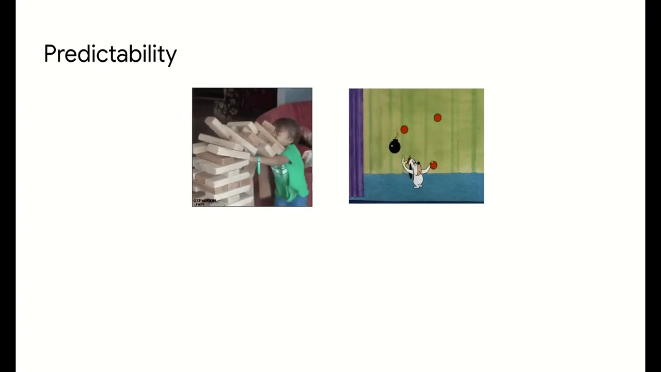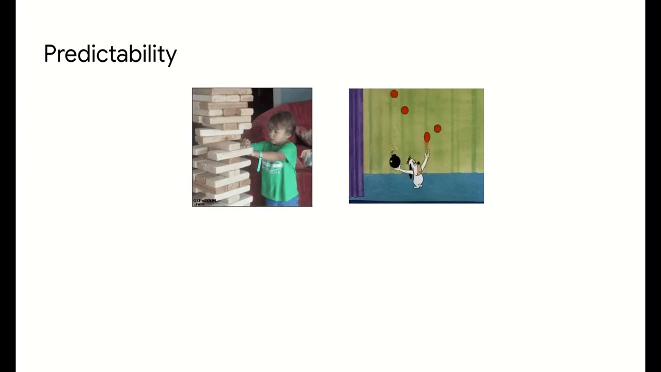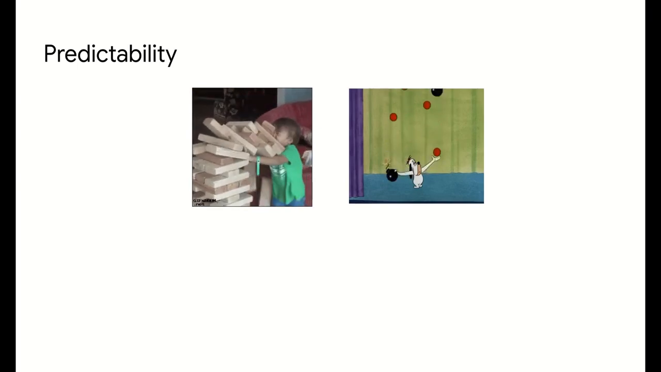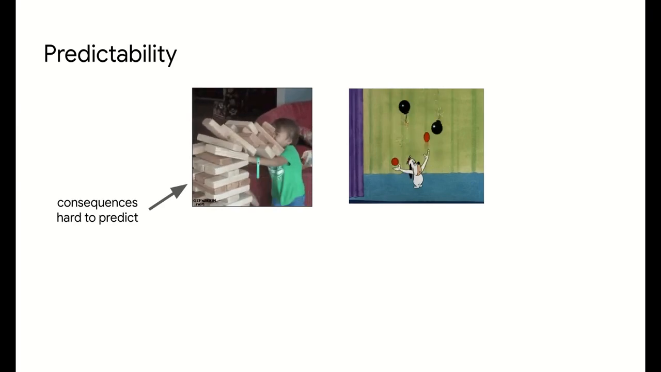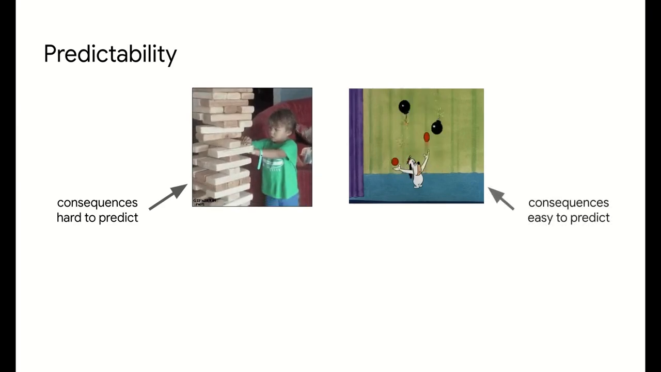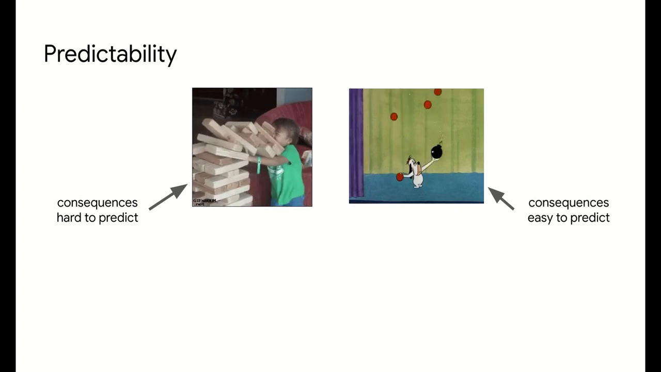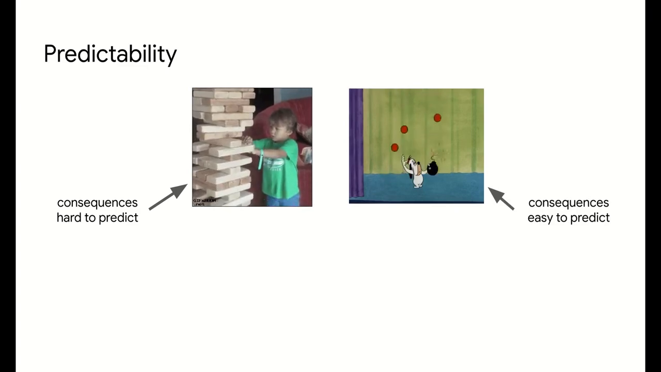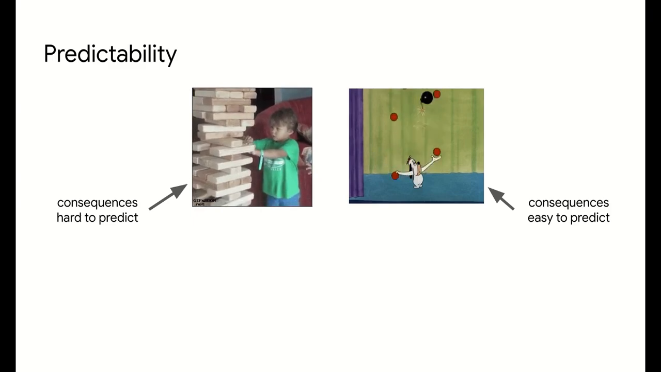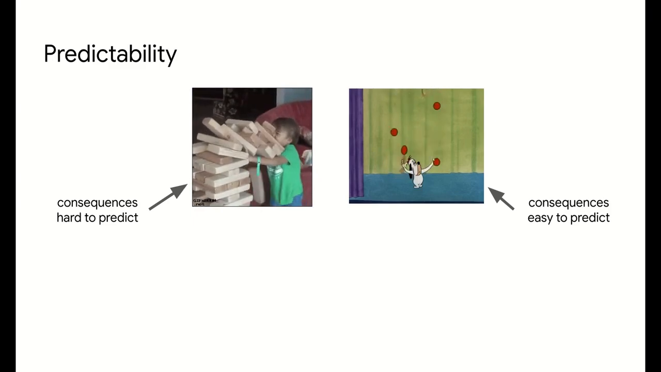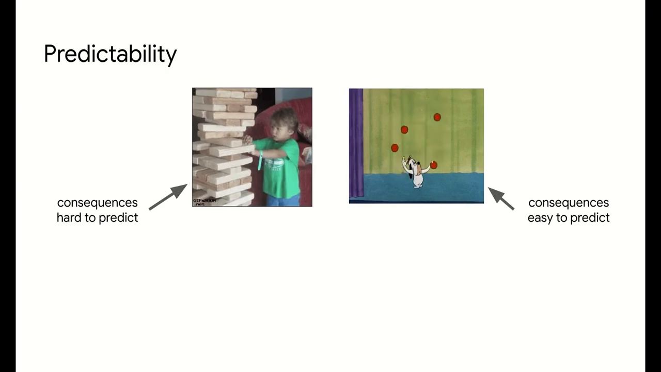For the given instances, what is the difference between the behaviors on the left and the right? On the left, the events seem to be out of control of the actor, while on the right, the agent exhibits a great control over the environment. We have this notion of predictability associated with the skills, that is, when a skill is executed, the consequences in the environment are controllable and hence predictable.